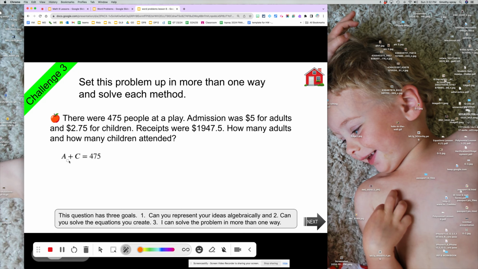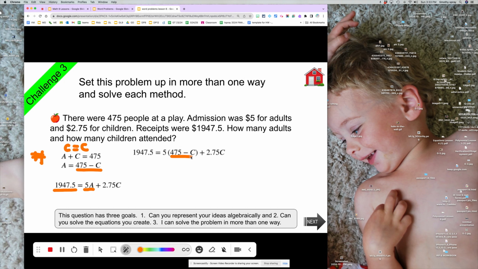So pause the video, give it a try, and we'll chat about it. So one statement we could say is that adults plus children, and this is the number, is A plus C equals 475, which would mean that C could equal C, and A would equal 475 minus C, because of course if you take C away from that, we're good to go. So is it fair to say that we could say that $5 times adults plus $2.75 times children equals $1,947.50.